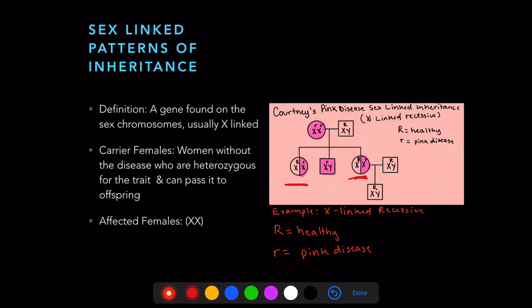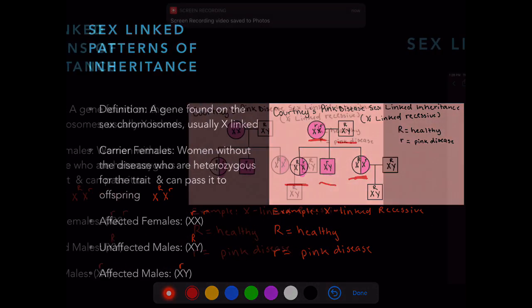Affected females are the next one. They would be the XX with the recessive Rs, since the recessive R is the pink disease and the dominant R is healthy. The affected males would be XY with the recessive R because it's X-linked. The healthy male would have a dominant R.